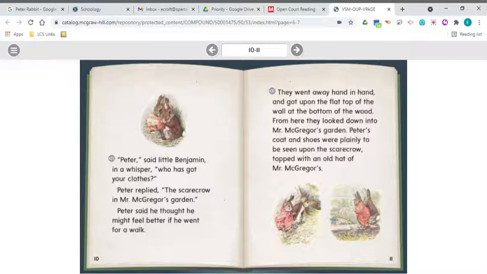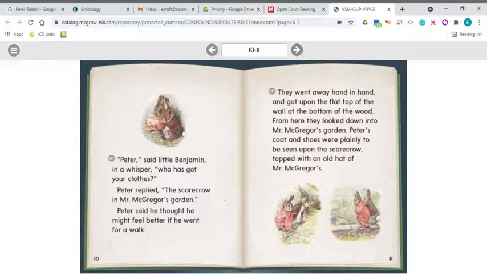Now, let's think about what happened to Peter's clothes. Do you remember in the story that we read yesterday? He lost his shoes and the potatoes and the cabbages, and his coat got stuck too. So he had to leave all of his clothes behind. So a scarecrow is like a big doll on a stick that farmers make to scare away birds. So I think Mr. McGregor has taken Peter's clothes that he lost in the garden and made a scarecrow with it.